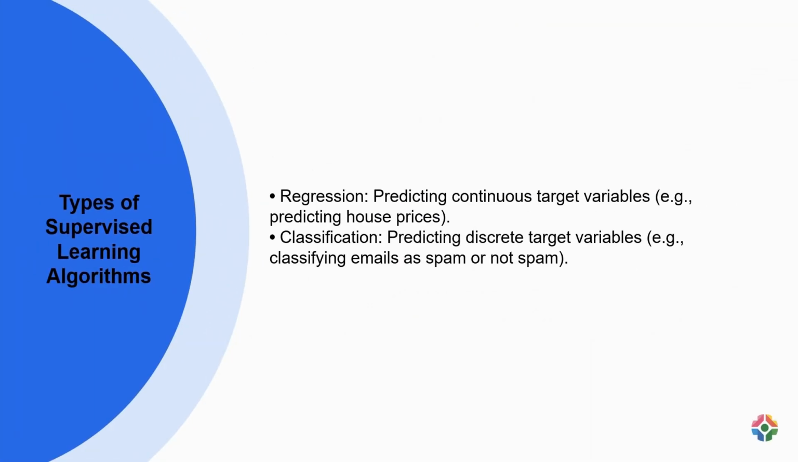Regression involves predicting continuous target variables, like estimating house prices based on features such as square footage and location. On the other hand, classification focuses on predicting discrete target variables, such as sorting emails into either spam or non-spam categories based on content analysis. Both techniques are crucial in machine learning for various data analysis tasks.